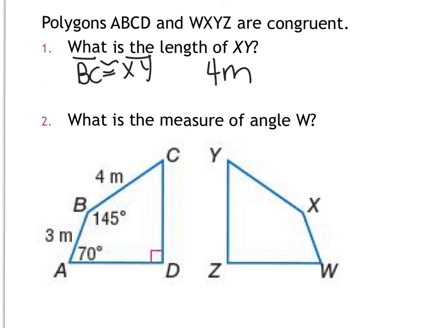What is the measure of angle W? Just like sides, when we have two congruent polygons and the sides are corresponding, those are congruent, and the angles are as well. So let's find angle W. Angle W is down here. Our corresponding angle to W, hopefully you are able to find, would be A. A says that it's 70 degrees, so that means W must also be 70 degrees. So the measure of angle W equals 70 degrees, because angle W is congruent to angle A.